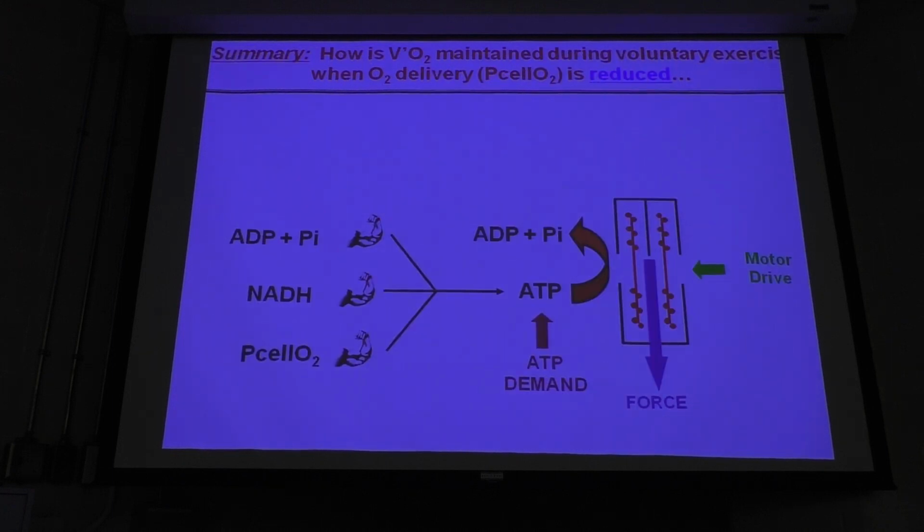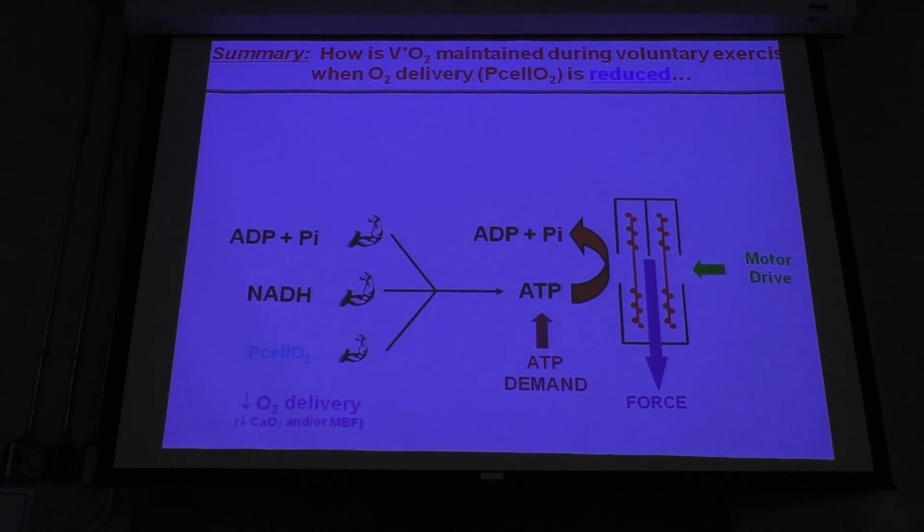Okay? So, to summarize this in the context of this model again, at a given ATP demand, and this is very important in contrast to the oxygen conformer hypothesis, now at a given ATP demand and a given force output, not at a constant motor drive, because when we exercise voluntarily, we need to maintain a given force output. We need to therefore maintain a given rate of ATP production to support that force output, right?